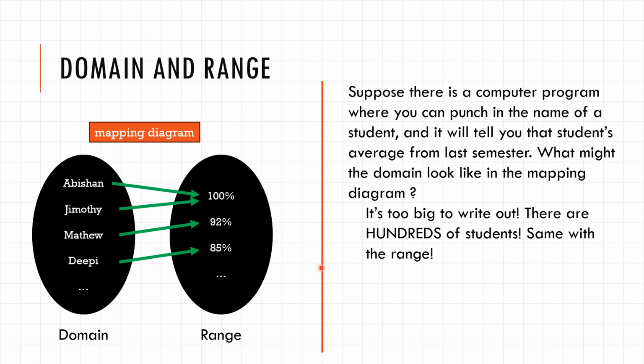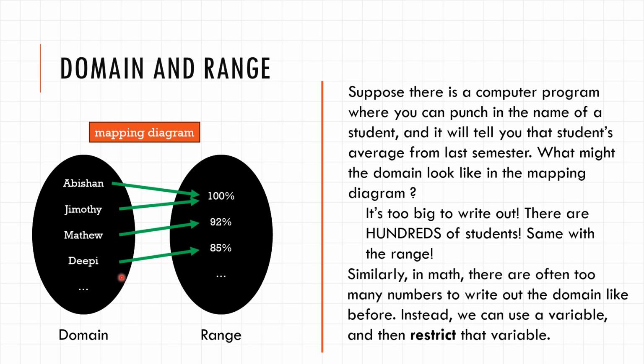And even if I were to use those curly brackets and write down all of their names separated by commas, that would take forever. So very similarly, in math, sometimes there's too many numbers in the domain or too many numbers in the range. And we can't just write them out one at a time the way we see here. Instead, what we might do is use a variable to represent any number that could be in the domain or could be in the range, and then we can give that variable some rules or restrictions.